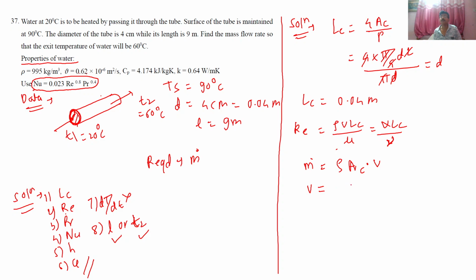Velocity is equal to M dot upon rho Ac. Let's check whether the things are given or not. M dot is also unknown, so I will keep it as it is. Rho is 995, it is given. 995 into Ac. Ac is the cross-sectional area, pi by 4 d square. So it is pi by 4 into 0.04 square.